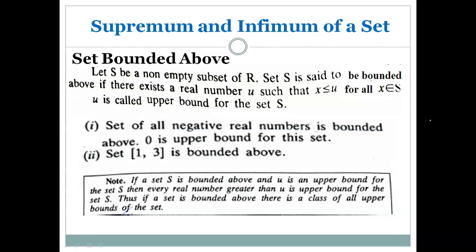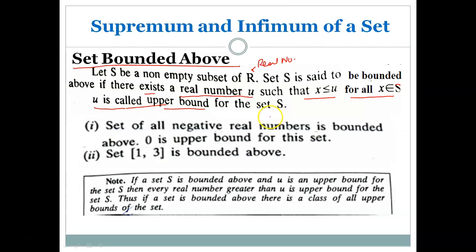So, in this topic, supremum and infimum of a set, the first definition is a set bounded above. When do we say that a set is bounded above? The definition is here. Let S be a non-empty subset of real numbers, where R is the set of real numbers. S is said to be bounded above if there exists a real number u such that x is less than or equal to u for all x belonging to S. And here u is called the upper bound for the set S.